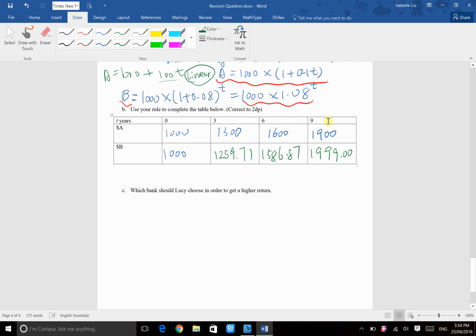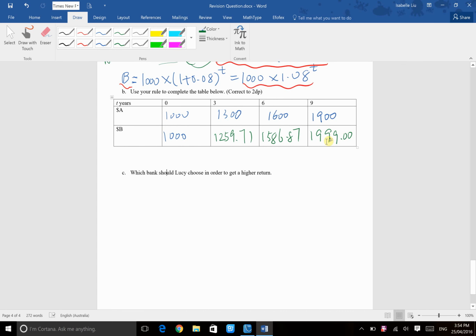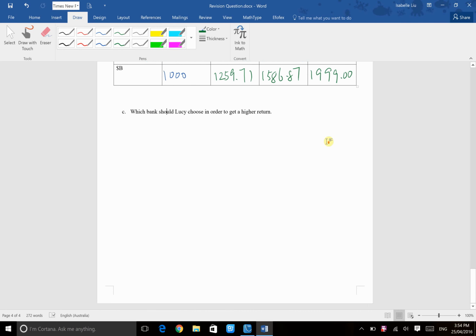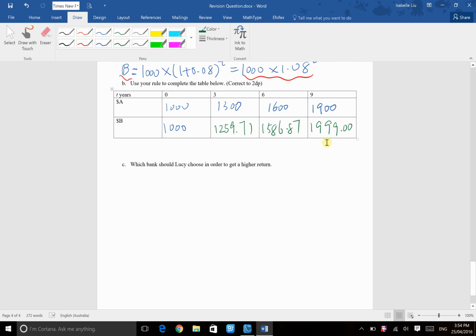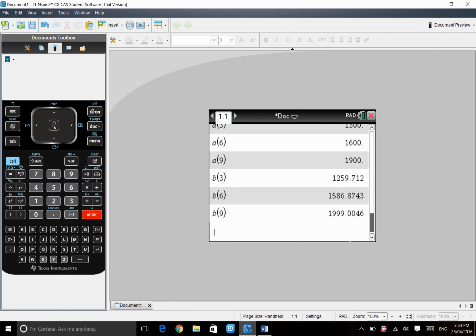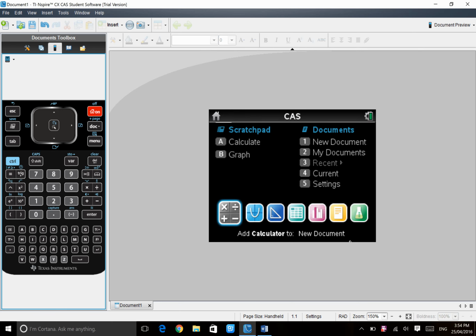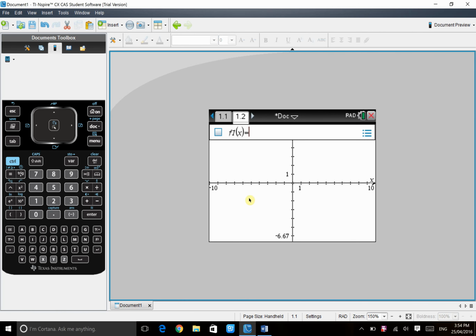But think about year 9, 1,900, but 1,999. Bank B this time gives us a higher value. I can't really predict which one gives a higher value at each year. So we can show these two equations on the graph and compare them on the graph. So let's go back to the calculator, back to the home page. Let's open the graph calculator.